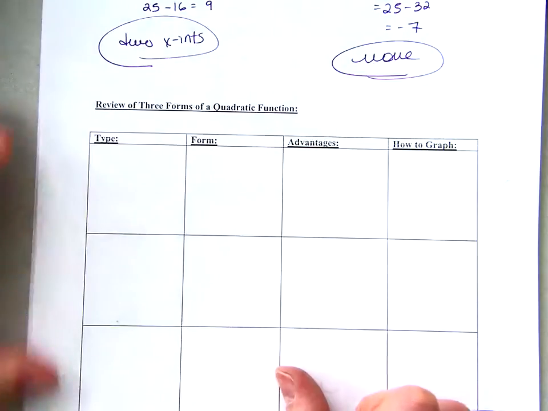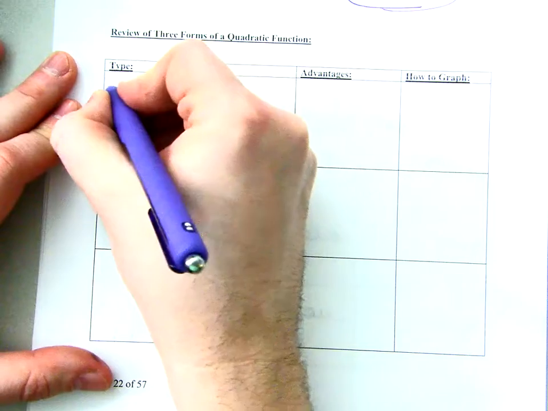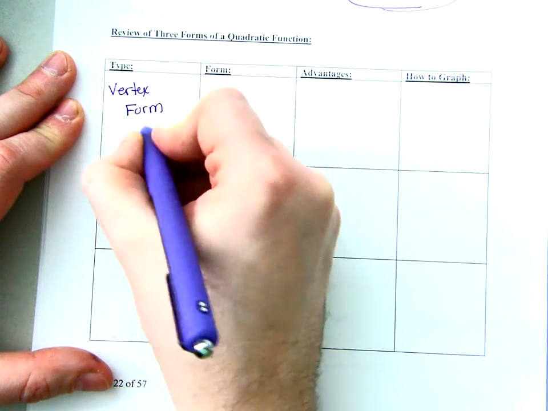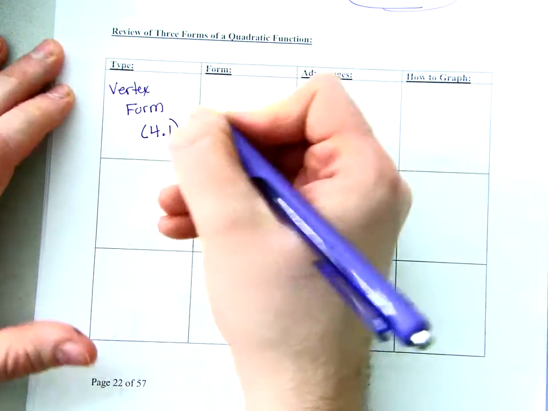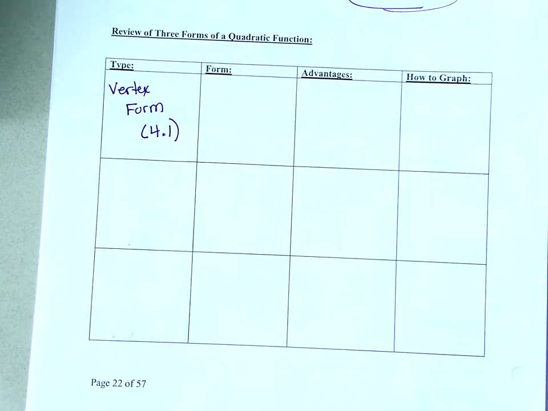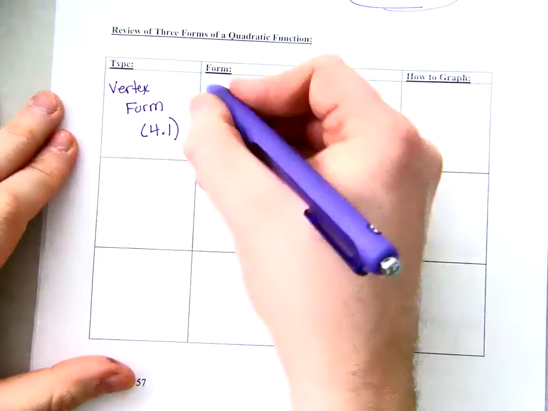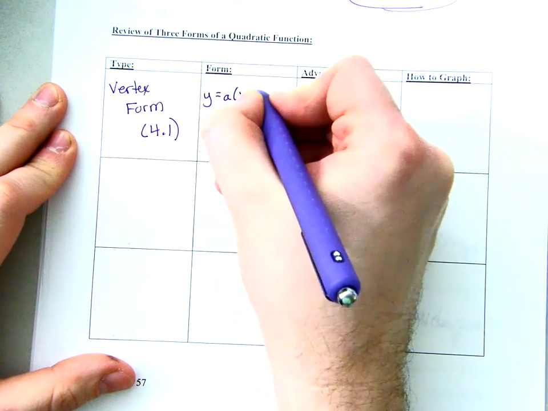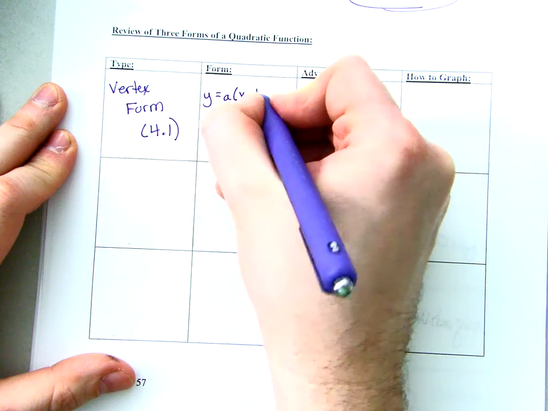The first form that we started with was our vertex form. And I'm just going to make a little note here. That's everything we went into detail with in section 4.1. What is vertex form? What does it look like? Y equals... Is that a hand? Alyssa? Yeah. We'll do H first.